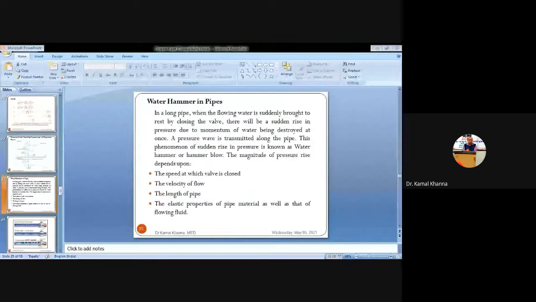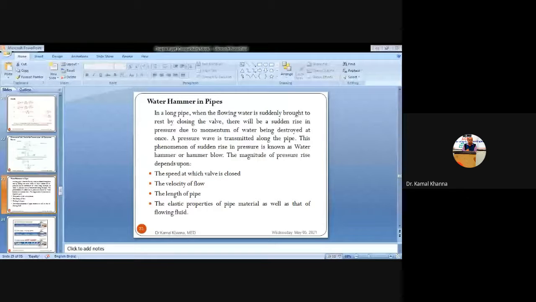So now moving on to our next topic, that is water knocking or water hammering, or it is sometimes also called hammer blow in water or hammer blow in pipes. So what is water hammering in a pipe?